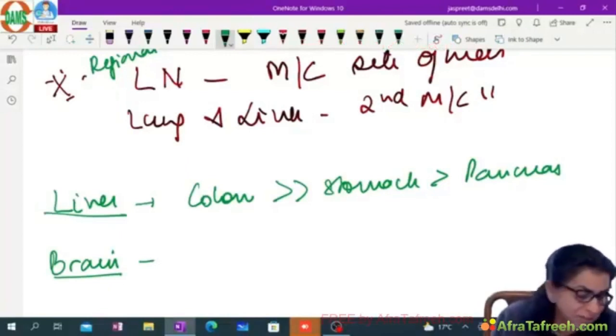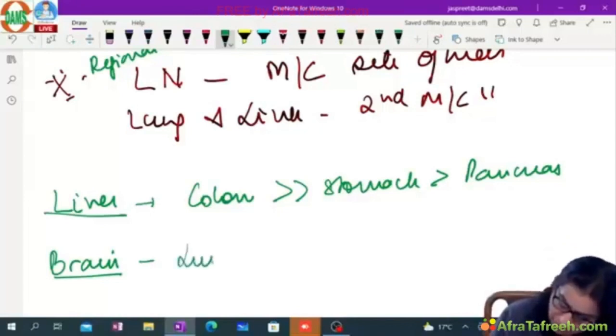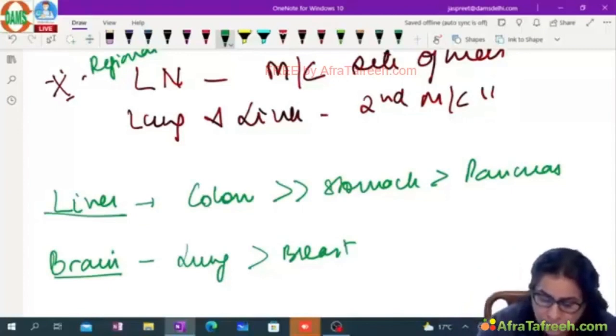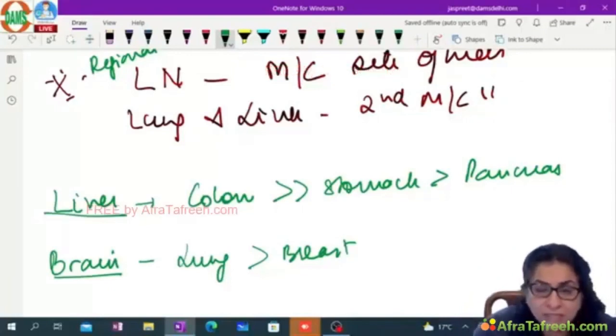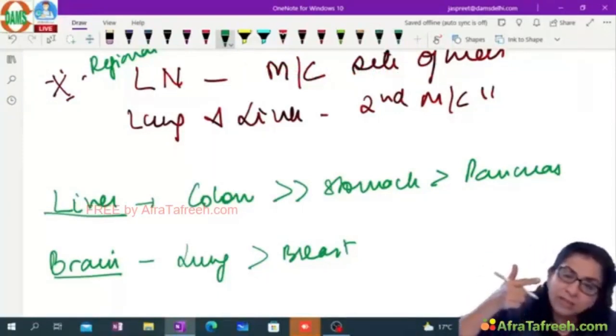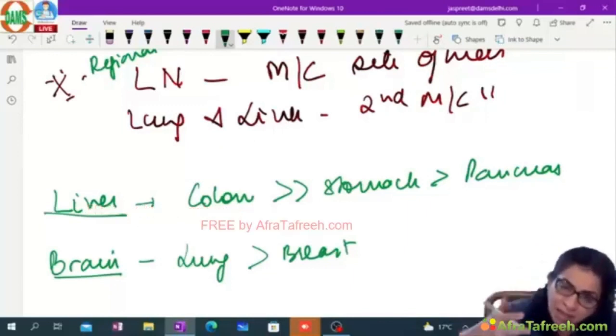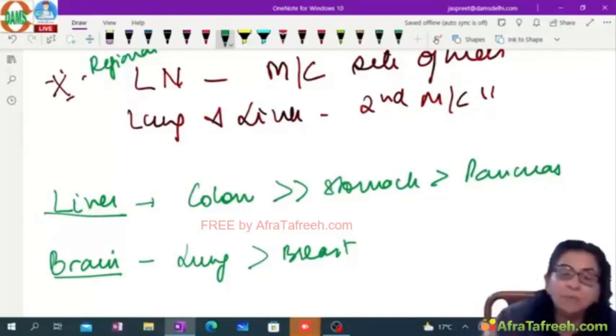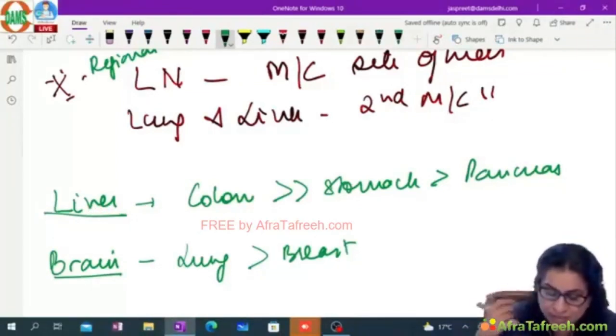Second, if there are metastases in the brain, from where do brain mets come? Brain mets come from lungs, breast. So breast cancer can produce metastasis. Brain is not a common site for metastasis. Common sites for metastasis are number 1, lymph nodes, number 2, liver, number 3, lung, number 4, brain and bones. These are common sites for metastasis.